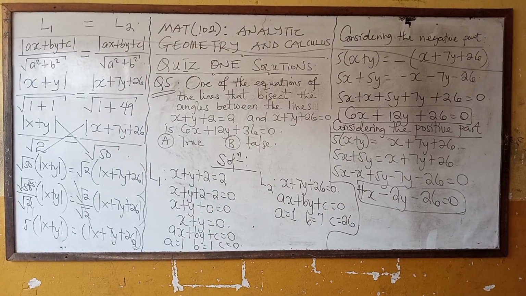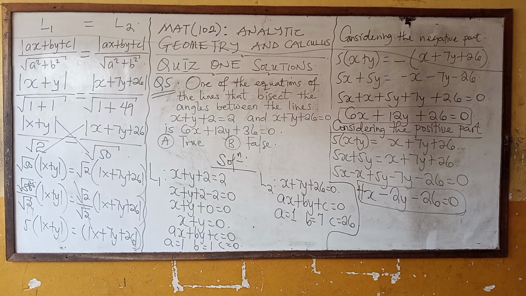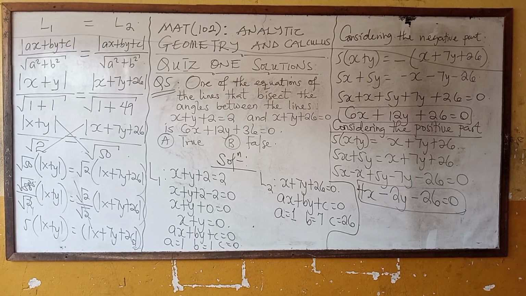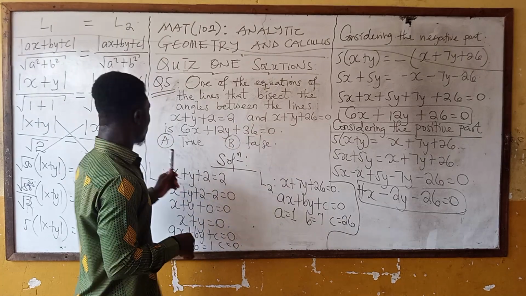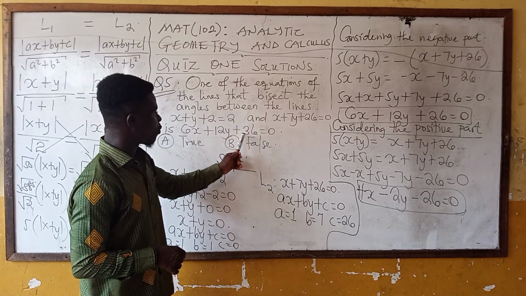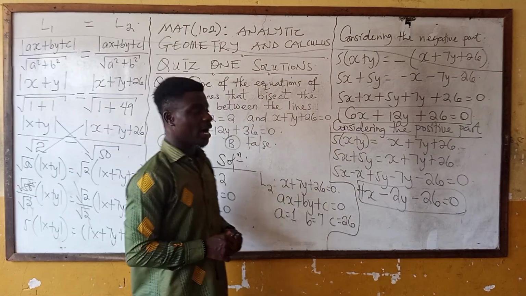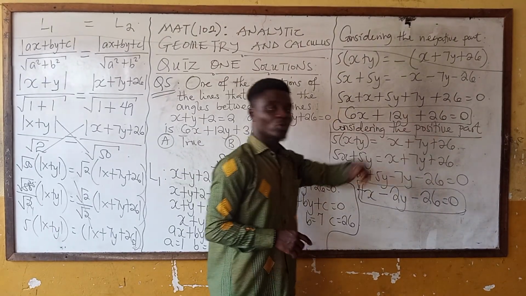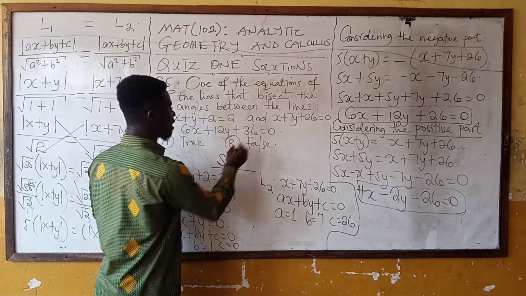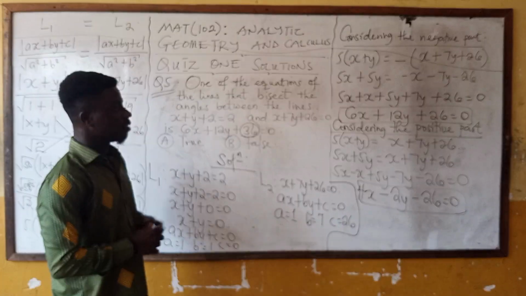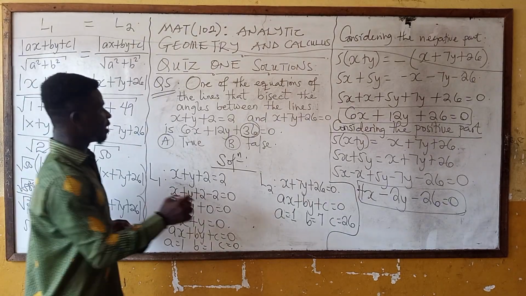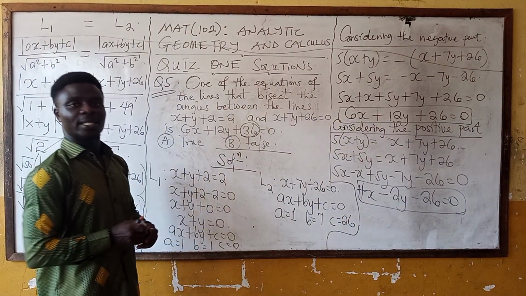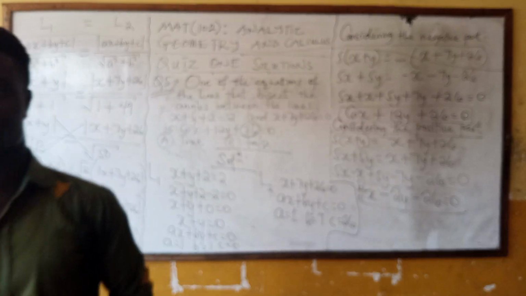So we have 6x plus 12y plus 26 equals 0, and 4x minus 2y minus 26 equals 0. So now let's see. Beside these two lines, the bisector is what? 6x plus 12y plus 36. Now look at what we have. 6x plus 12y plus 26 equals 0, which means that this is not equal to the 36 here. Right? So the answer will be false. The answer is false.